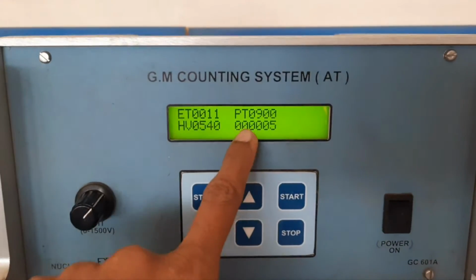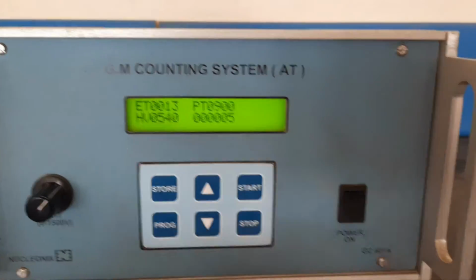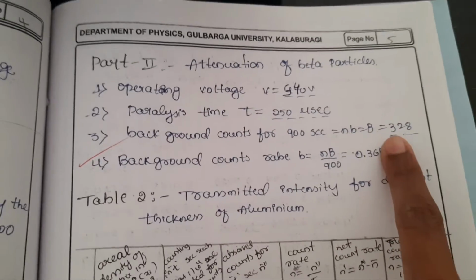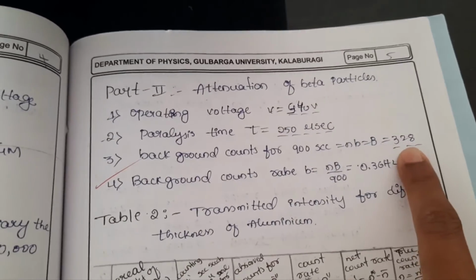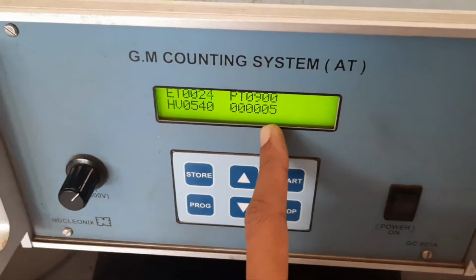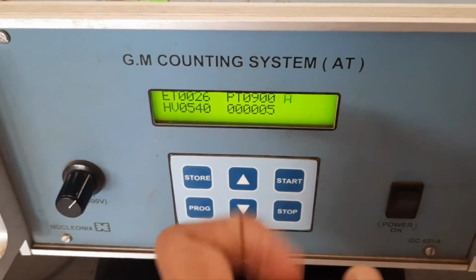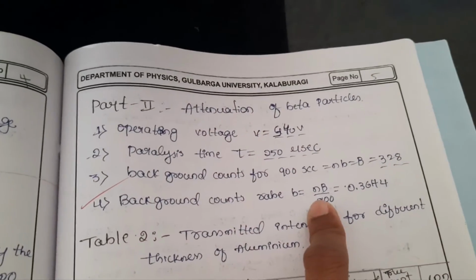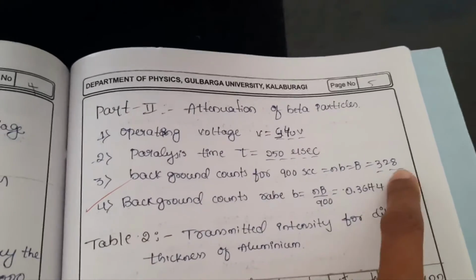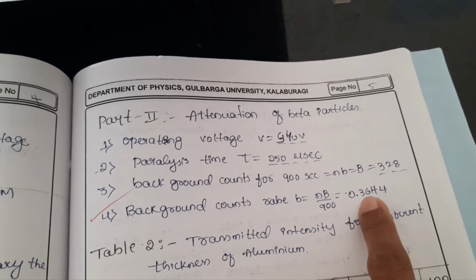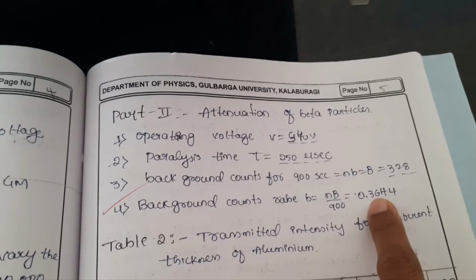How many counts you get without the source, you should write down here. For the 900 second background counts, they got about 328. Whatever you get, just note it down. This will take 15 minutes. So I have shown you how to take background counts. Then the background count rate you can calculate using B by T, that is B by 900 seconds.